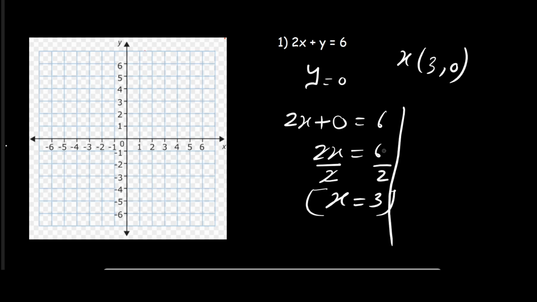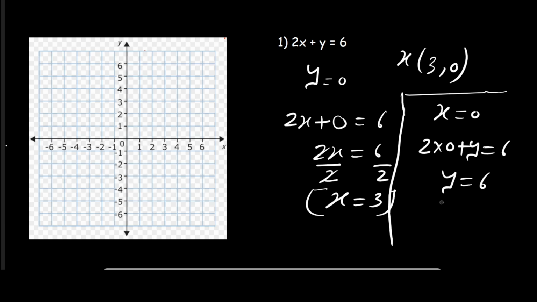Now I'm going to find the y-intercept of this equation. The y-intercept is the point where the line touches the y-axis. So at the y-intercept, x equals 0. So set x equals 0 and find y. So 2 times 0 plus y equals 6. Here 2 times 0 is 0, so y equals 6. So we have the y-intercept, which is (0, 6).